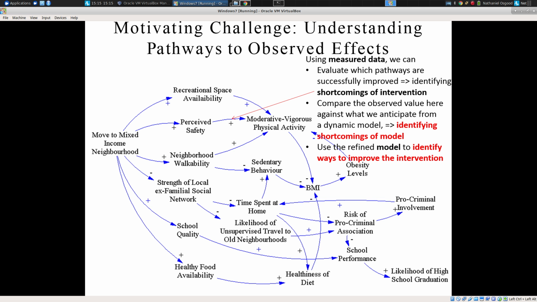The hope here is by examining the impact of an intervention, not just on broad outcomes like obesity levels, but the particular pathways by which those have been achieved. For example, following a move to a mixed income neighborhood on the part of a poorer family, the degree to which that has changed their use of recreational space or walking in the environment due to the walkability, lower sedentary behavior, for example, and increased moderate to vigorous physical activity.